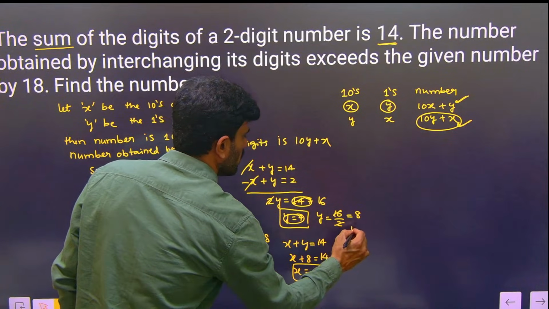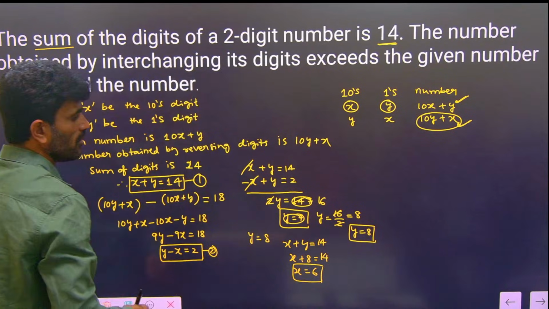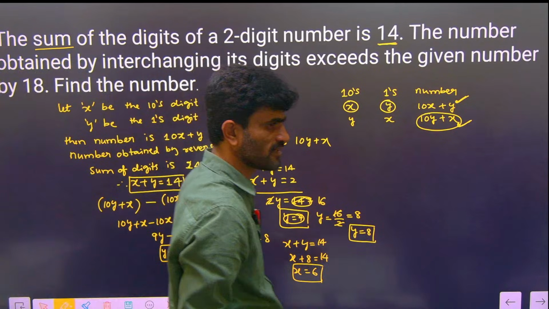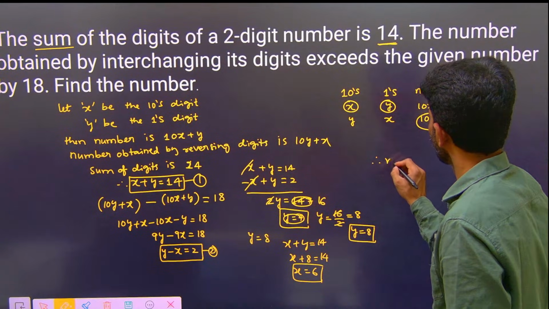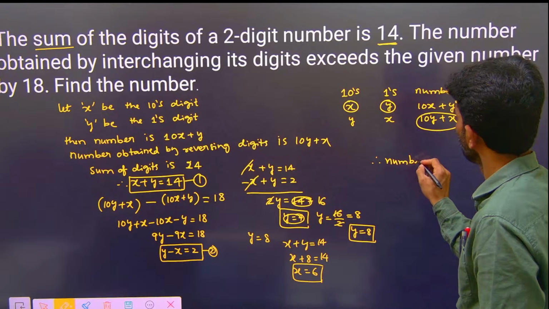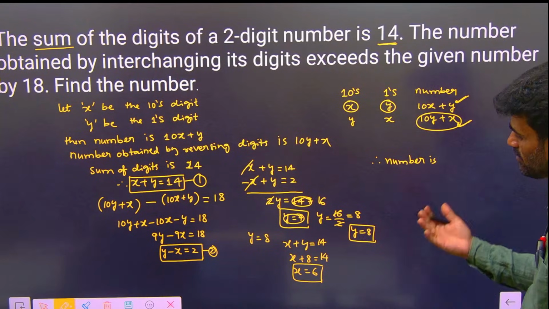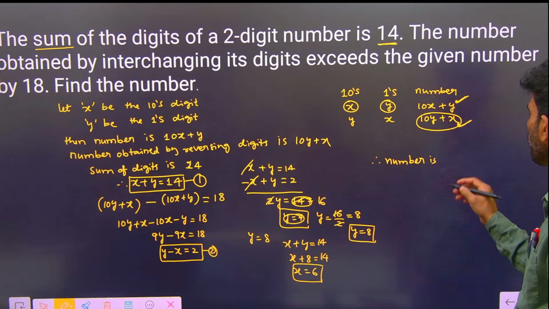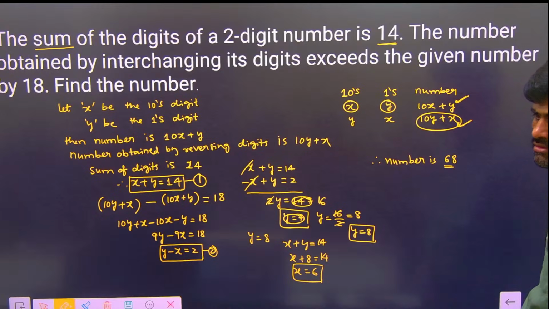I observed some of you will leave after you get x and y. But if you leave like that, you will not get full marks. They are asking what is the number. So you should write the conclusion. Therefore the number is, tens place is x, tens place we have 6, in ones place we have 8. Therefore the number is 68.